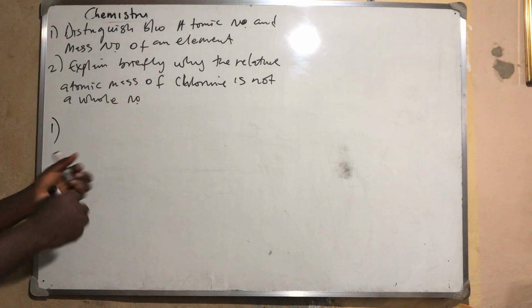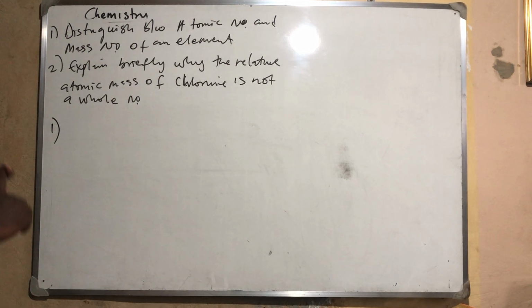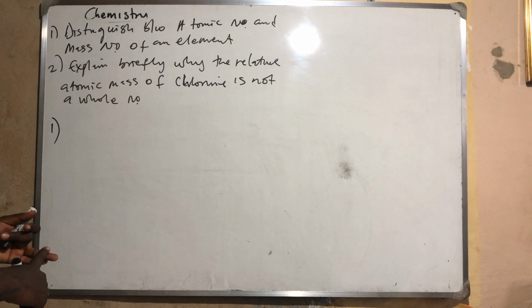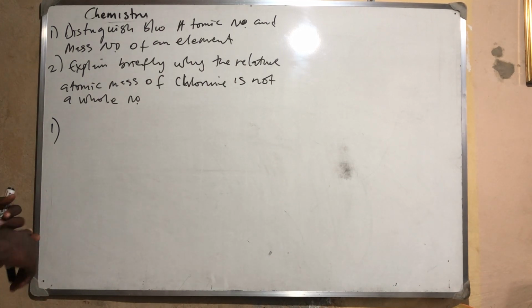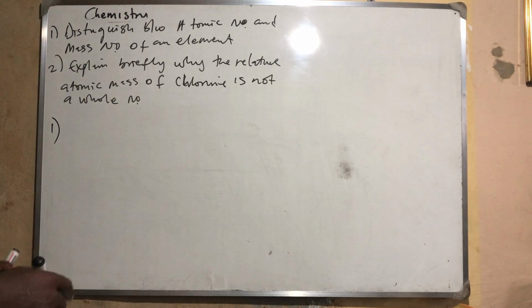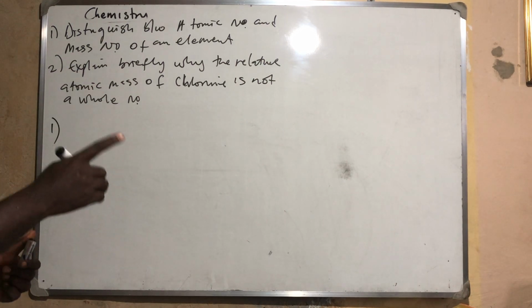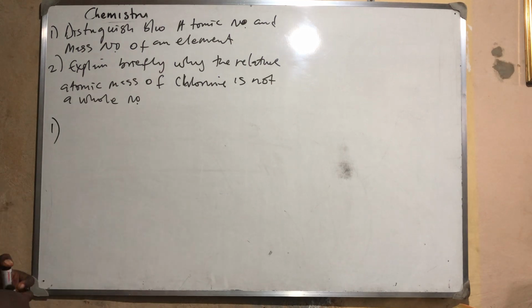One, atomic number is used to write the electronic configuration of an atom. Two, since it is used to write the electronic configuration, it tells us the period and the group of that atom. Three, it tells us the chemical properties of that atom. But mass number cannot do that. Mass number is simply atomic number plus neutron number. So that is the difference between them.